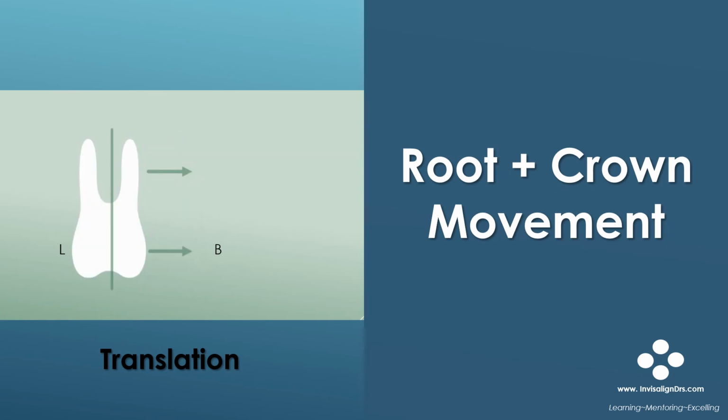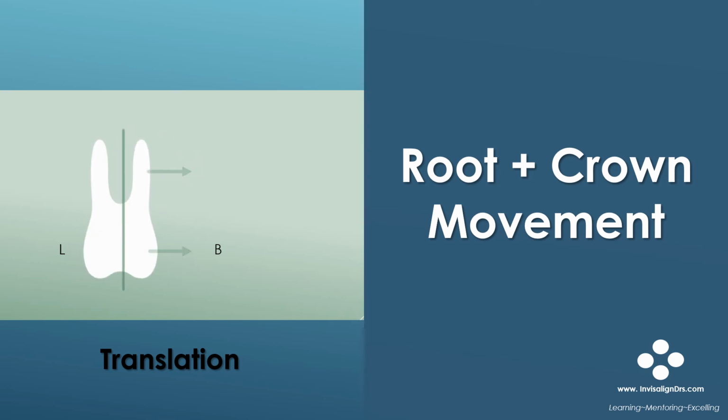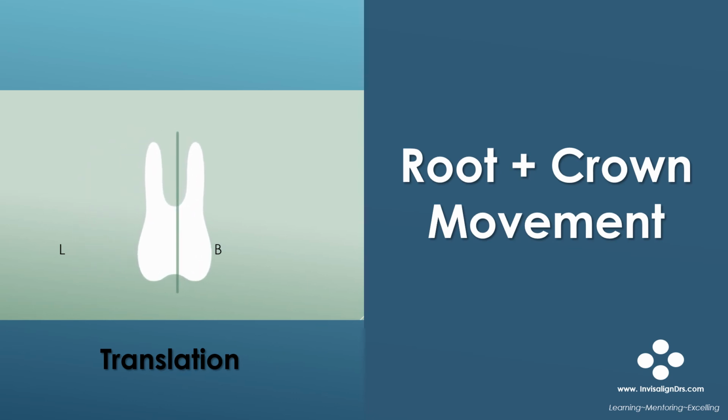In the movement of translation, you can see in this animation, both the crowns and the roots move together. This type of expansion is indicated in cases where the posterior teeth display the proper buccal lingual inclination to begin with. In other words, they're not tipped lingually.